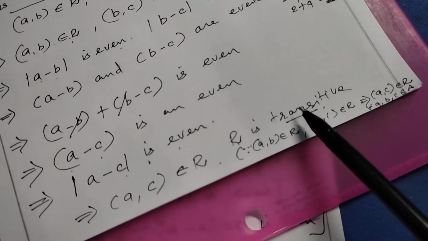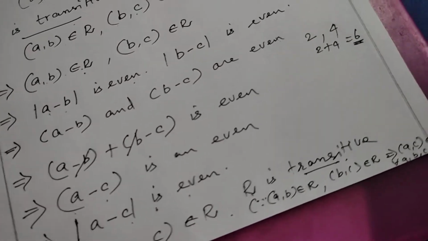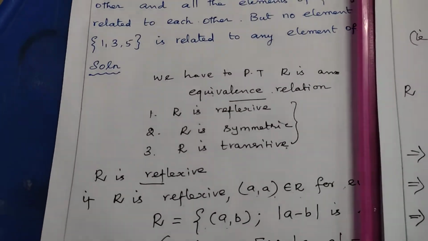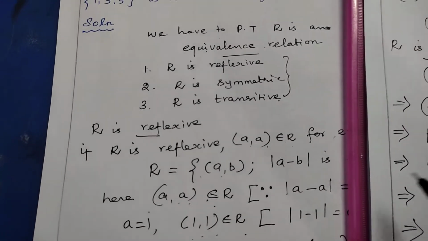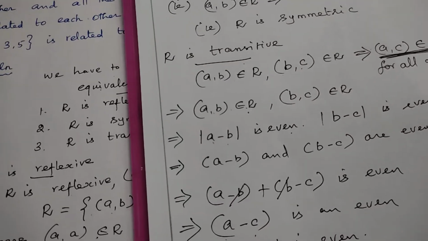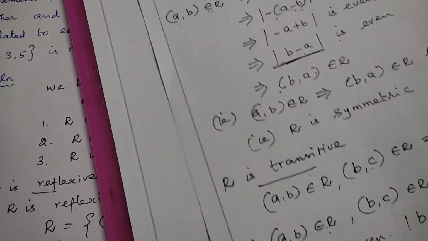Therefore, R is transitive. Now we have proved that R is reflexive, R is symmetric, and R is transitive. These three conditions are true here. Therefore, we have the solution: R is an equivalence relation. Okay, the first part will be over here.